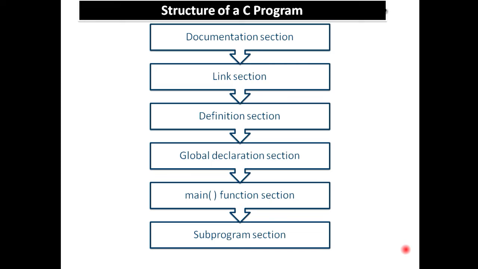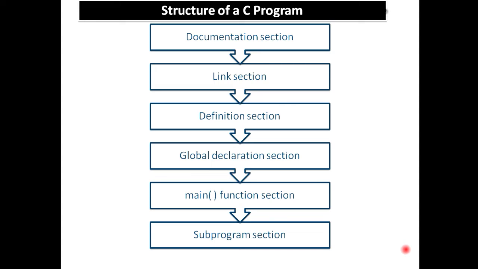Every language will have a structure. It will create a uniformity for that particular language. So these are the various sections related to the structure of a C program. There will be a documentation section, a linking section, a definition section, a global declaration section, a main function section, and a subprogram section.